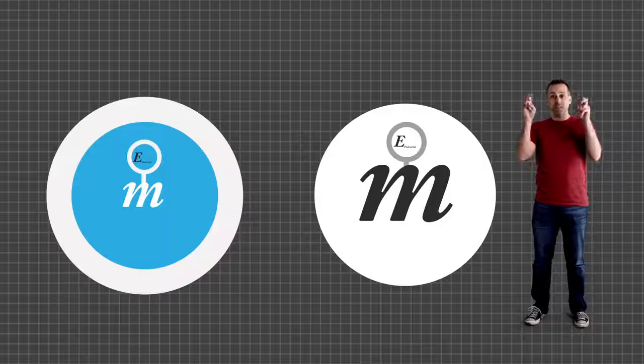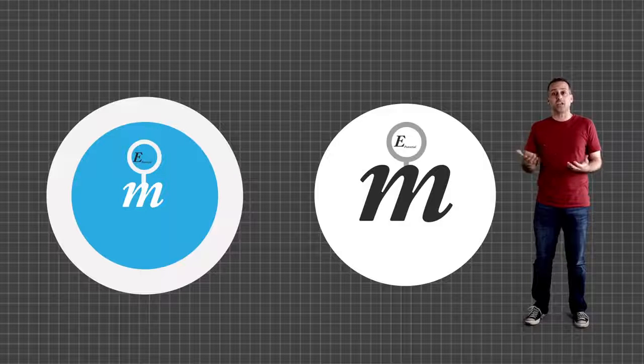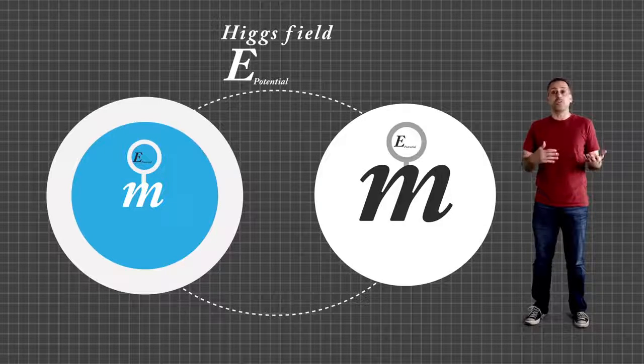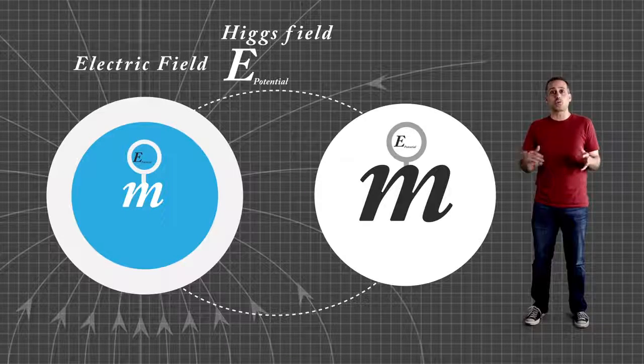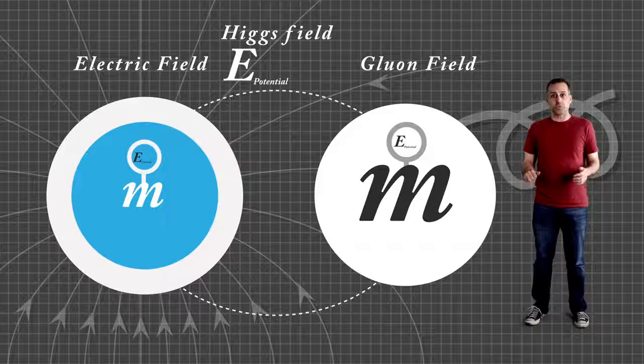For instance, there's the potential energy associated with the interactions of electrons and quarks with the Higgs field. And there's also potential energy that electrons and quarks have from interacting with the electric fields that they themselves produce, or in the case of quarks, also with the gluon fields that they themselves produce.